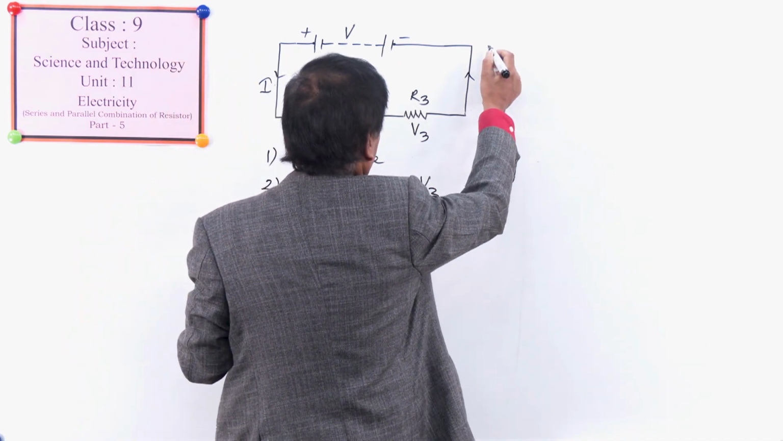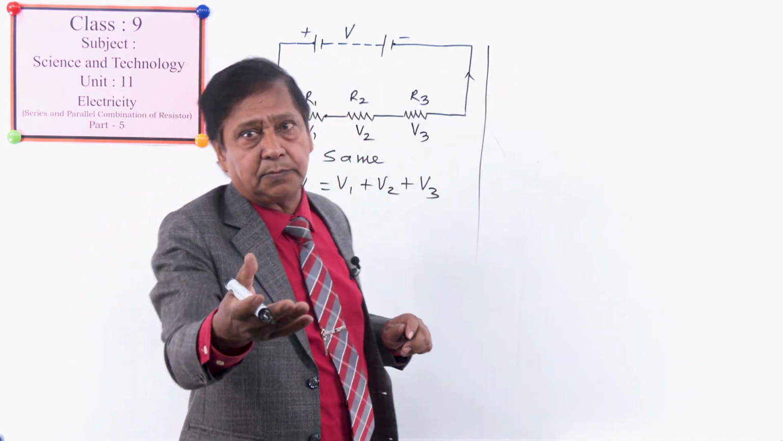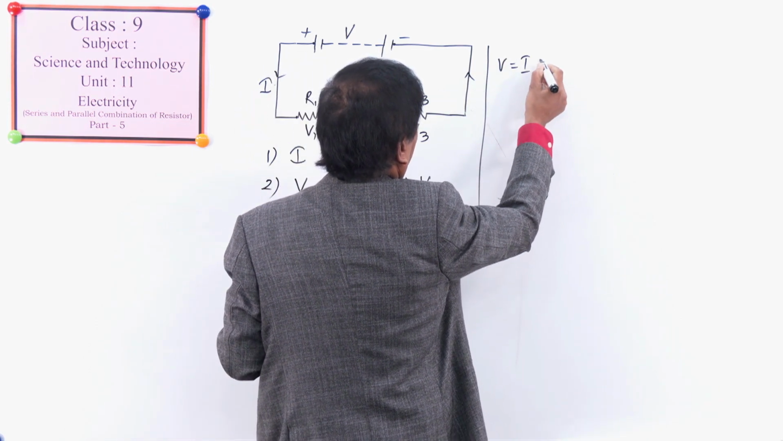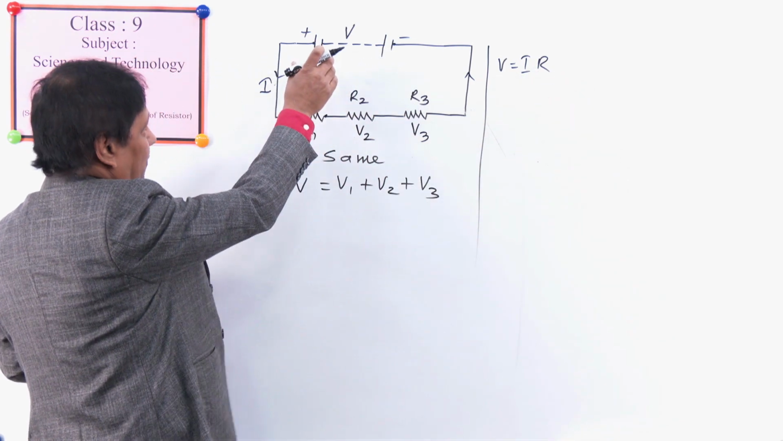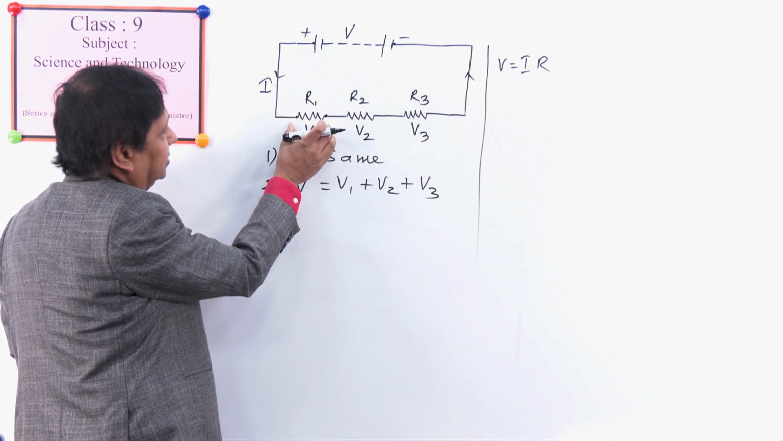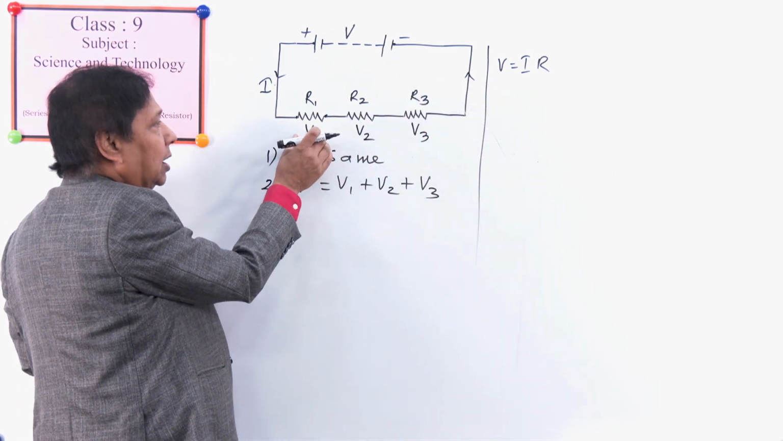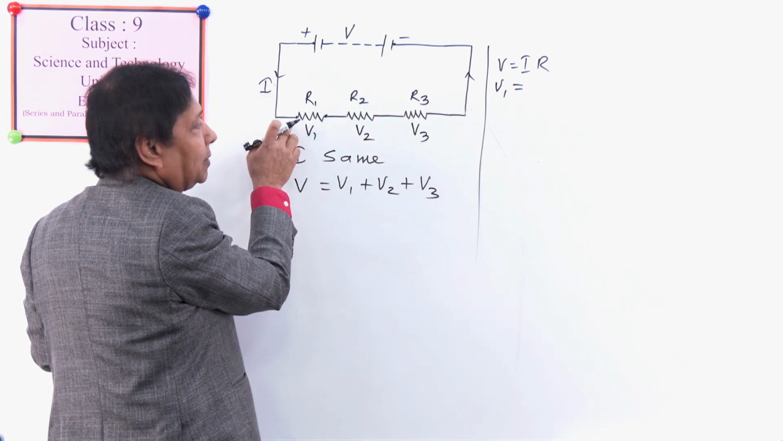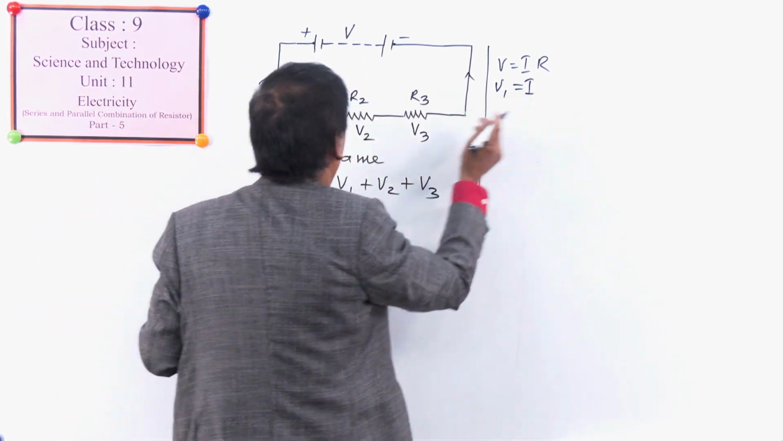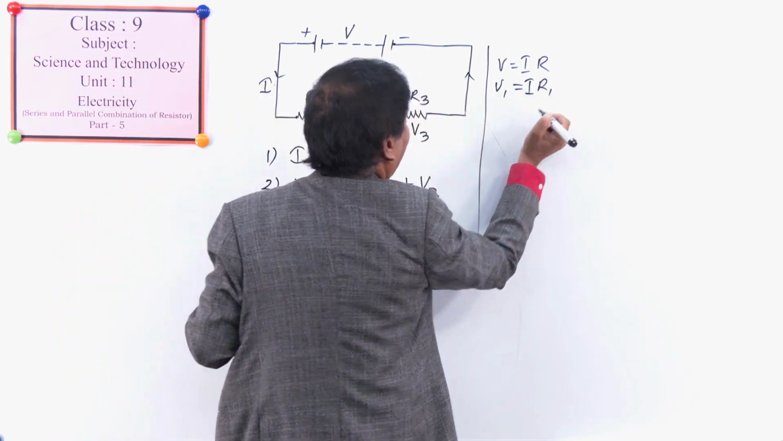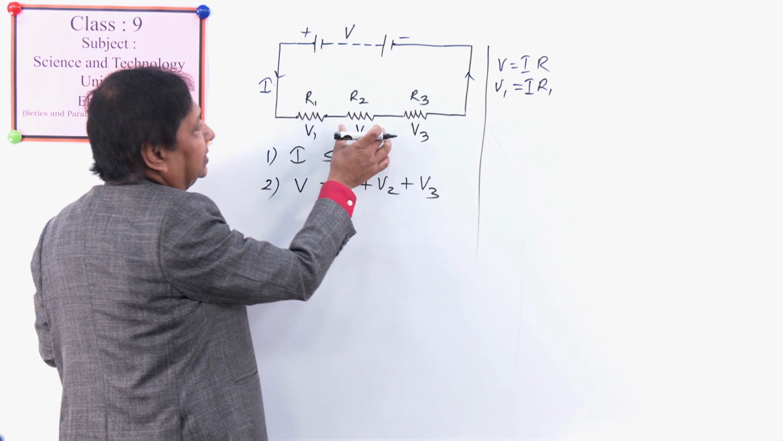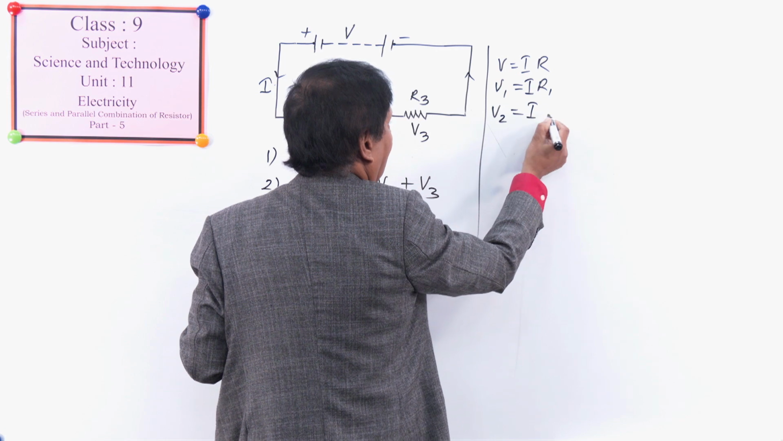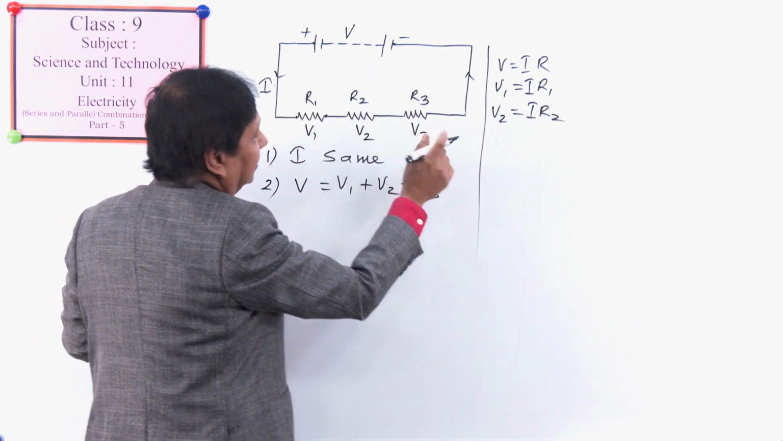Now, do you remember Ohm's law? Ohm's law was taught in the previous class. And according to Ohm's law, V equal to IR. We know this. If it is so, then for this first resistor, not V, here it is V1. V1 is equal to what? Current is the same, I, but the resistance of the first resistor is R1. That's why V1 equal to IR1. For the second resistor, V2, the PD across the second resistor, that is V2 equal to IR2. And for the third, V3 equal to IR3.